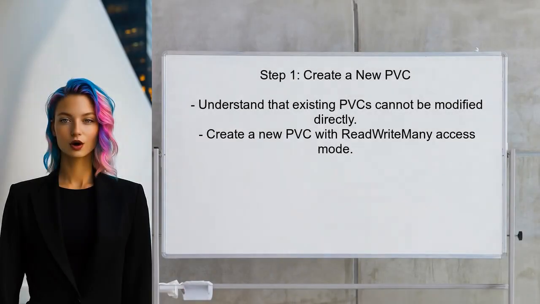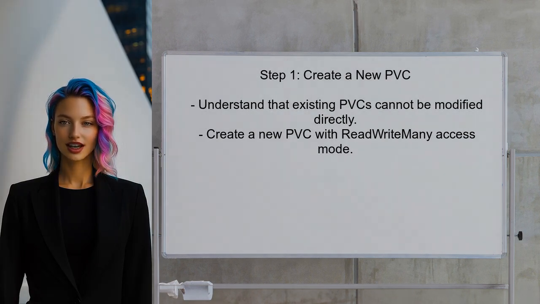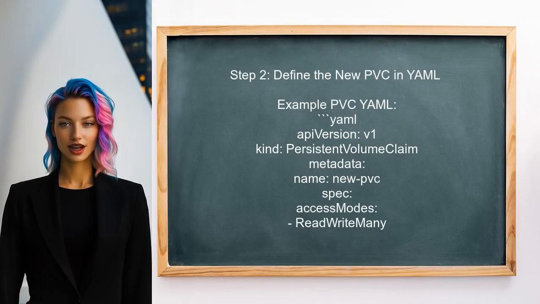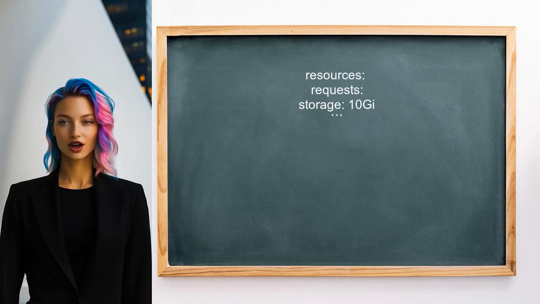To change a persistent volume claim, or PVC, from ReadWriteOnce to ReadWriteMany, the user must first understand that Kubernetes does not allow direct modification of existing PVCs. Therefore, the first step is to create a new PVC with the desired access mode. Next, the user should define the new PVC in a YAML file. This file will specify the access mode as ReadWriteMany. The user can use the following example as a template.